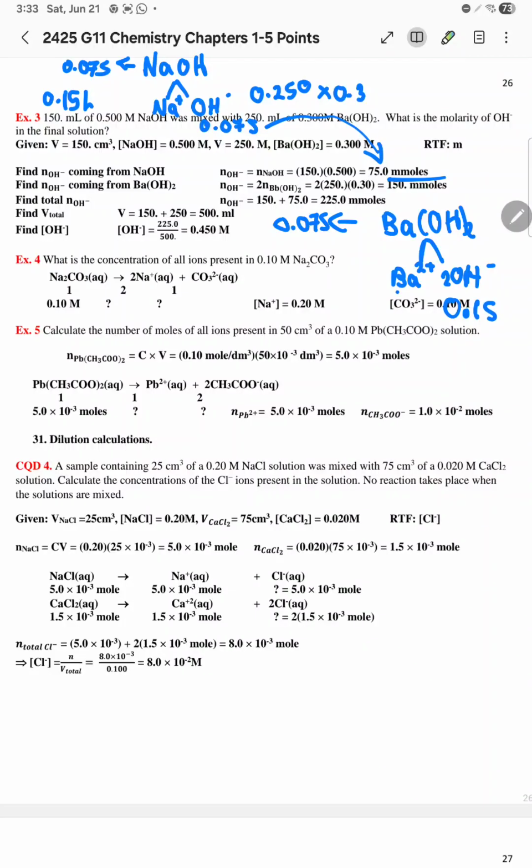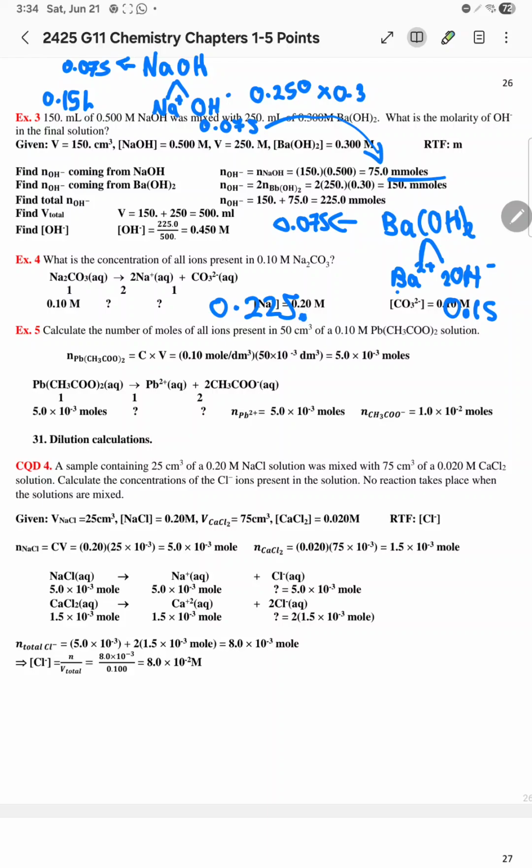So now we have 0.075 moles of this and 0.15 moles of that. Now the total is them added together, of course. So it's gonna be 0.225 moles. I think we can use moles, it's fine. Yeah, you can use moles.